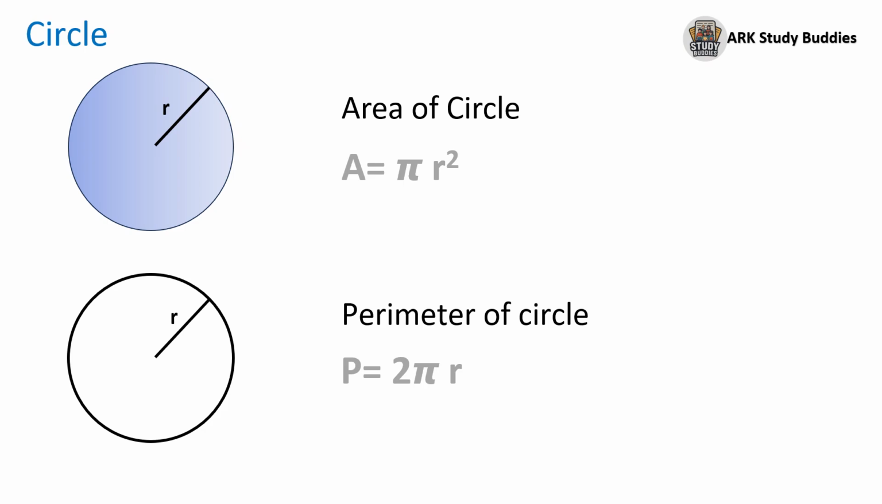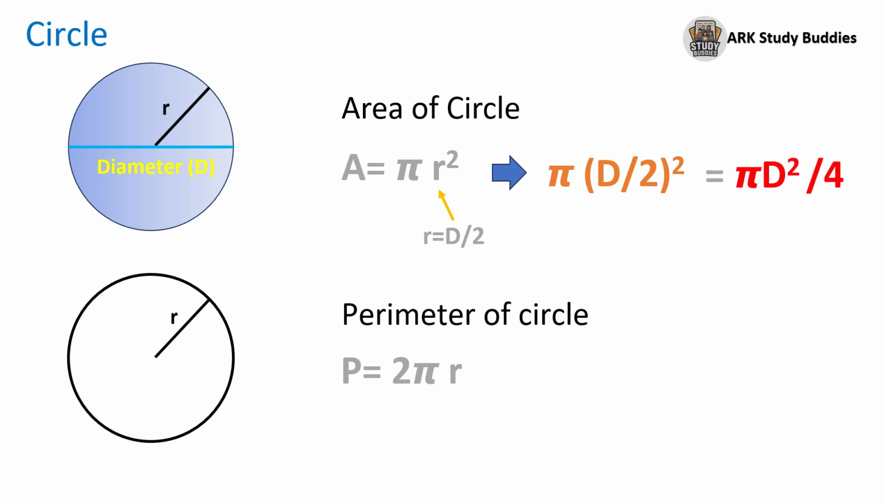Let's learn if d is the diameter of a circle, then what is the area? So in this, in place of r, put d by 2, then pi into d by 2 whole square, that equal to pi d square by 4. So area is pi d square by 4.